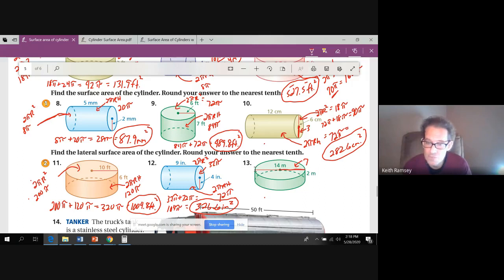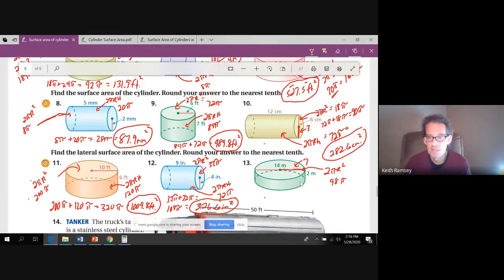Let's try number 13. So we saw that 14 is the diameter, and we want half of that, the radius, which would be 7. So for my top and bottom, I'm going to have 2 pi r squared. So that means 7 times 7, that's the radius squared, is 49, times 2 is going to be 98. So I have 98 pi.